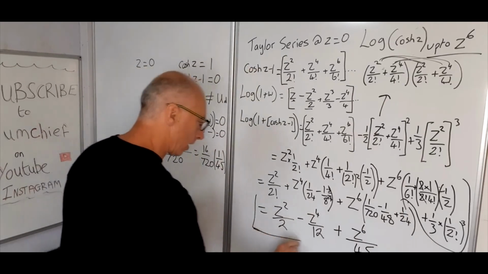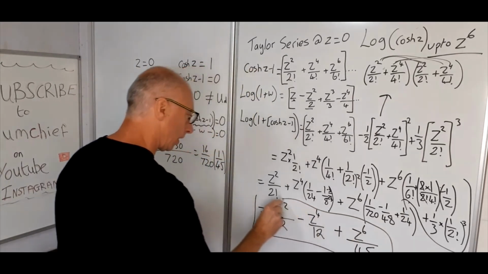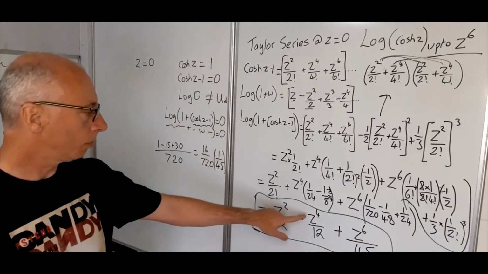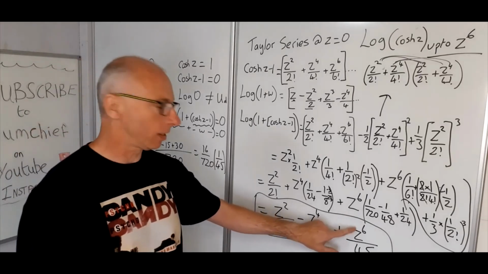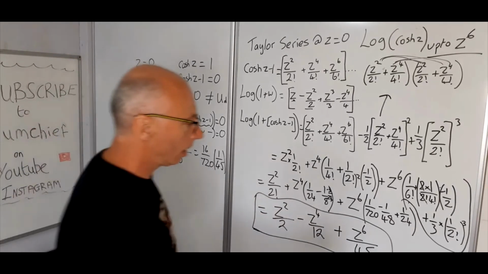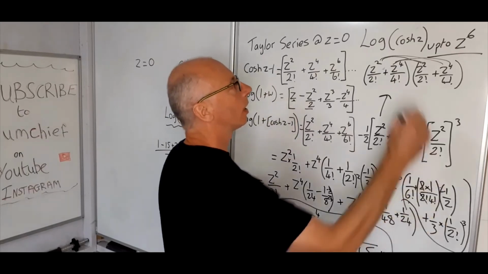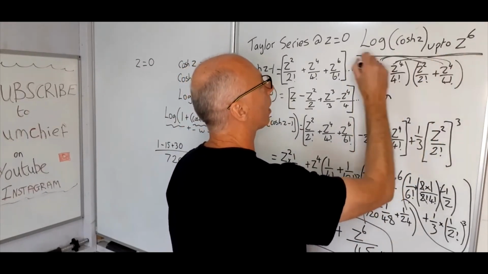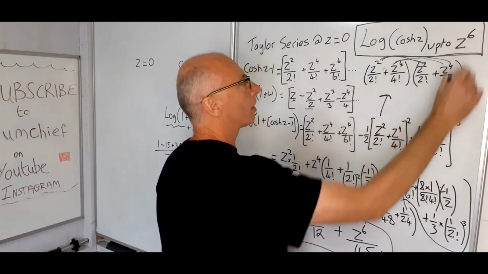Okay, so that is going to give us our answer: z squared over 2 minus z to the 4 over 12 plus z to the 6 over 45. This obviously will keep going on. And then that is the answer to this Taylor series at 0.